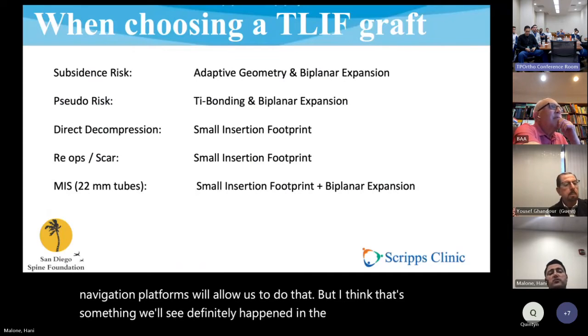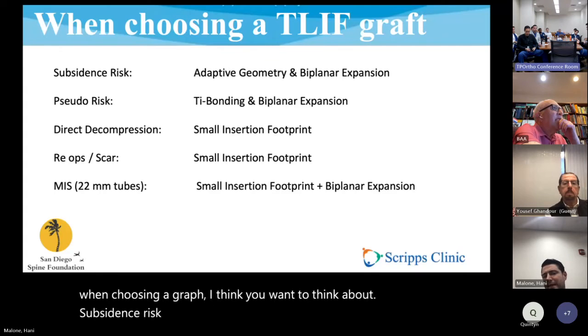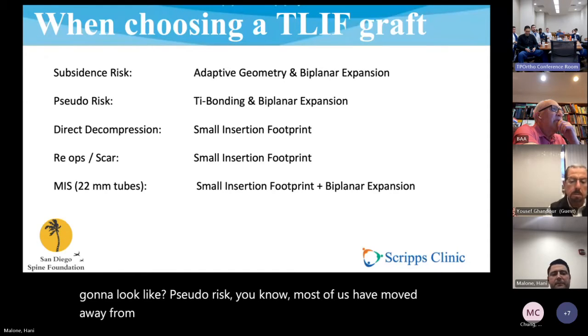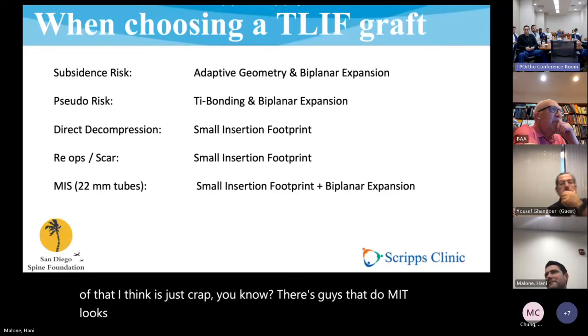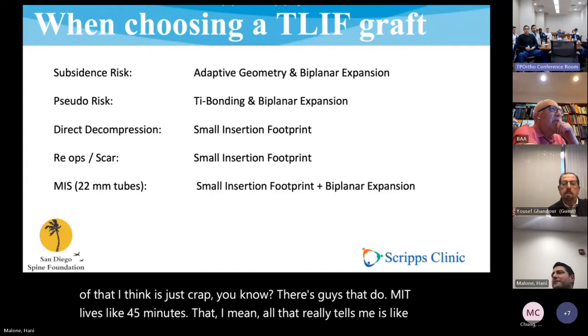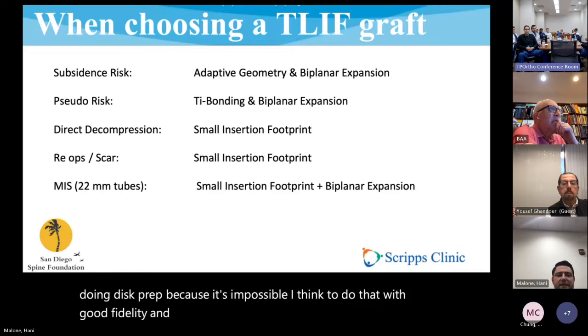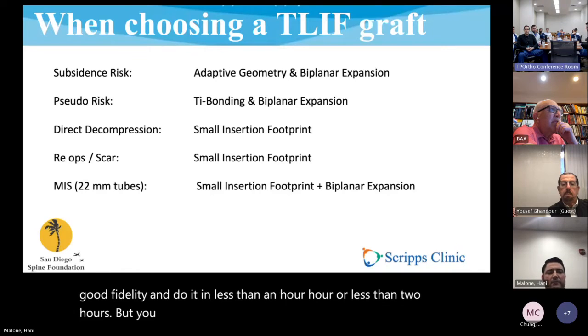So when choosing a graft, I think you want to think about subsidence risk, you know, how does it expand? What's its footprint going to look like? Pseudo risk, you know, most of us have moved away from smooth PEEK, and the bigger the footprint, the better. But most of that, I think, is disc prep. You know, there's guys that do MIS TLIFs in like 45 minutes. All that really tells me is they're not doing disc prep, because it's impossible, I think, to do that with good fidelity in less than an hour or less than 2 hours. But you can get good decompression if you're going direct decompression.